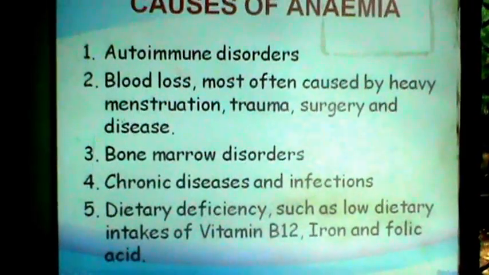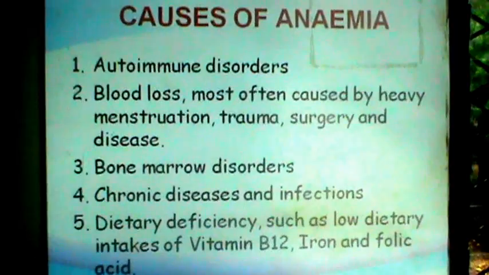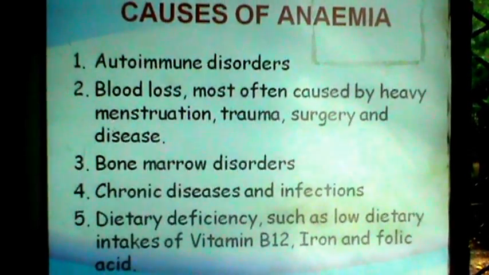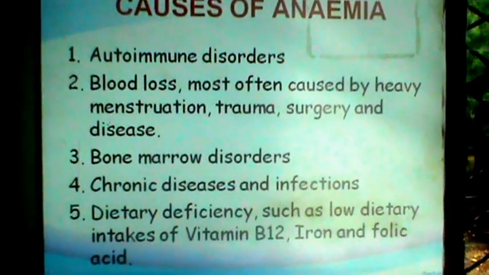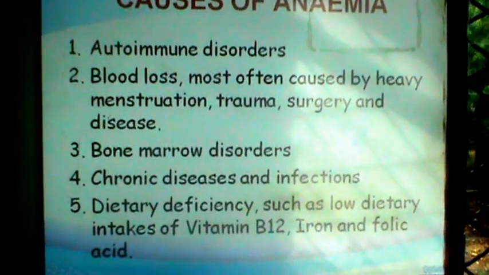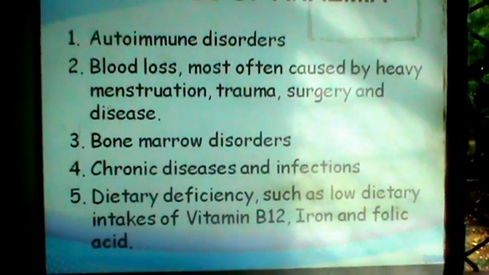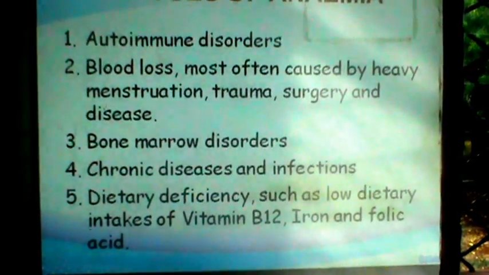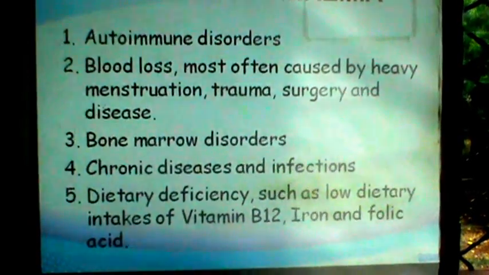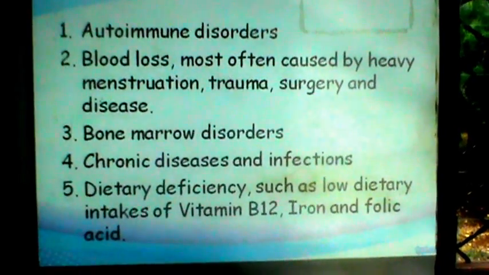Causes of anemia. Anemia generally is caused by a number of factors. One is what we can refer to as autoimmune disorders, when there is a malfunctioning immune system in the body of an individual. The second cause is blood loss, which is most often caused by heavy menstruation, trauma, surgery, and diseases generally. The other cause of anemia is bone marrow disorders. Another one is chronic diseases and infections. The other cause is dietary deficiency, such as low dietary intake of vitamin B12, iron, and folic acid.